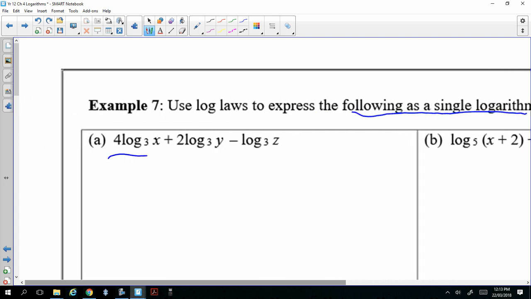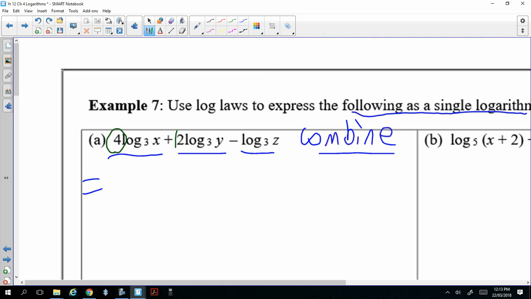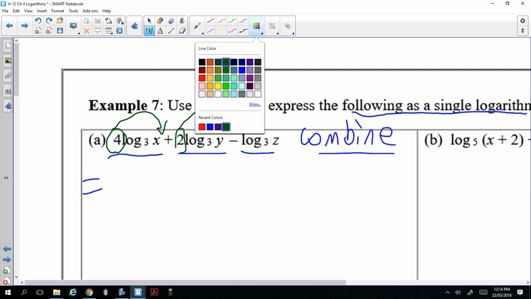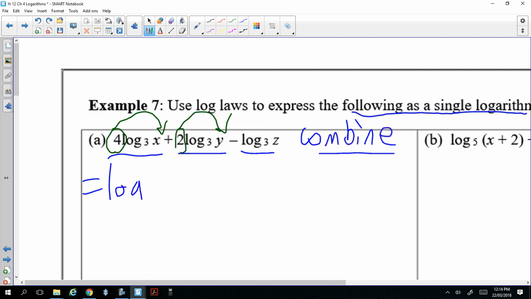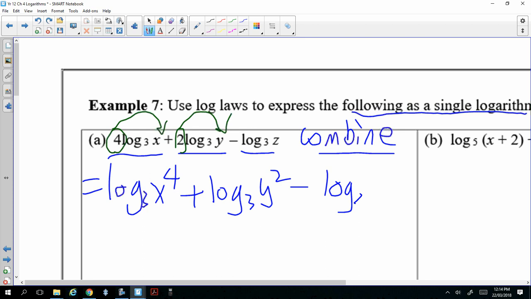First of all, we're going to use log law 3 to get rid of the numbers. These numbers have to go to the top first. That's your first step. Log base 3 x to the power 4. So sometimes you have to use the law in reverse. In this case, we have to do it in reverse. Bring it up right and bring it down. Log base 3 z.